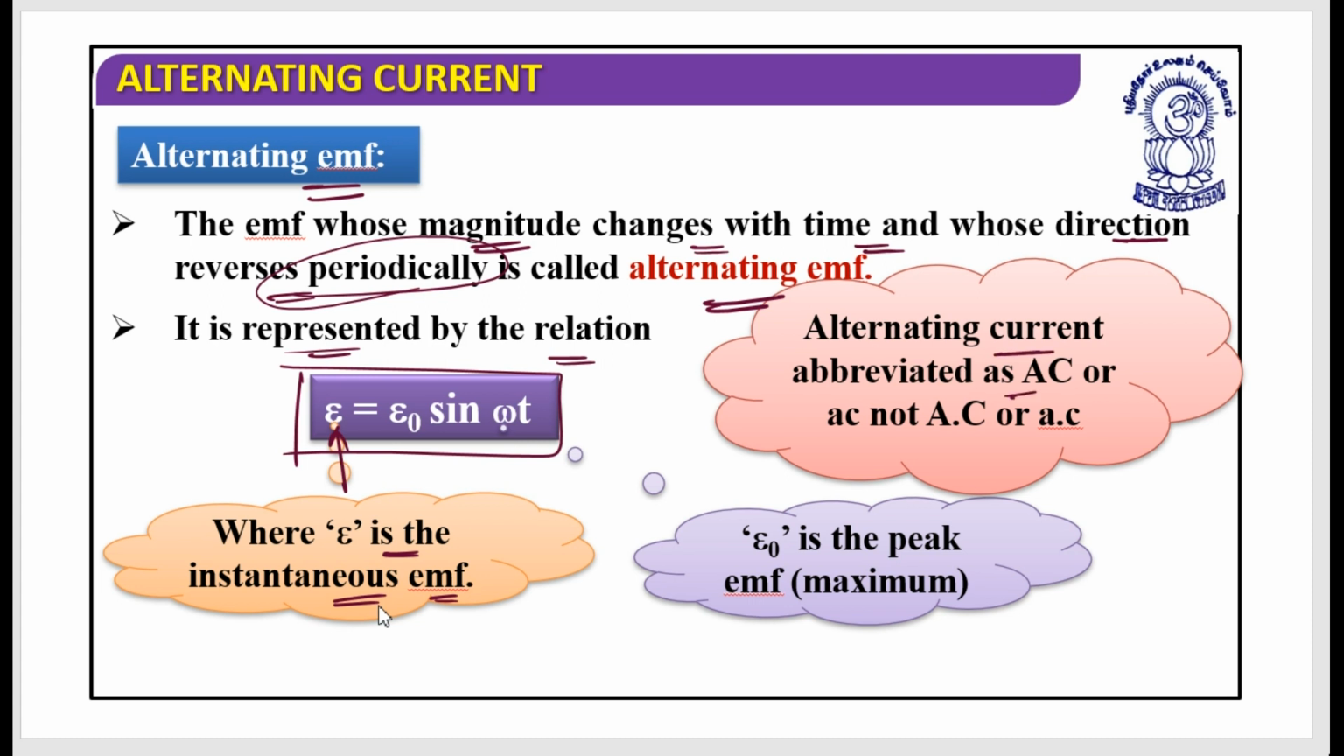Alternating current can be abbreviated as AC, but not A dot C. It is just AC. In this situation, E naught is the peak EMF, the maximum EMF. That is what we call the amplitude. It represents that my EMF can have a maximum peak to this level, not beyond this.